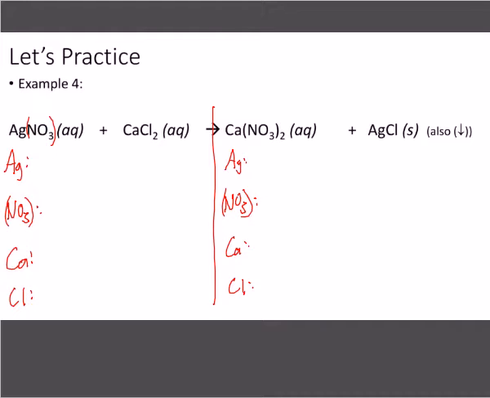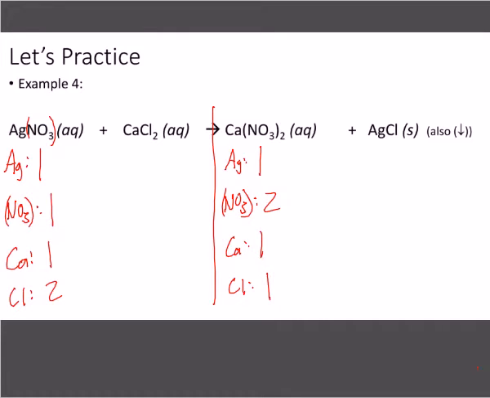All right. How many silvers on the left do I have? 1. How many on the right? How many nitrate ions on the left? 1, right? So I'm keeping it together. How many nitrates on the right? 2. How many calciums on the left? How many on the right? How many chlorines on the left? How many on the right? Okay. So now start going through.